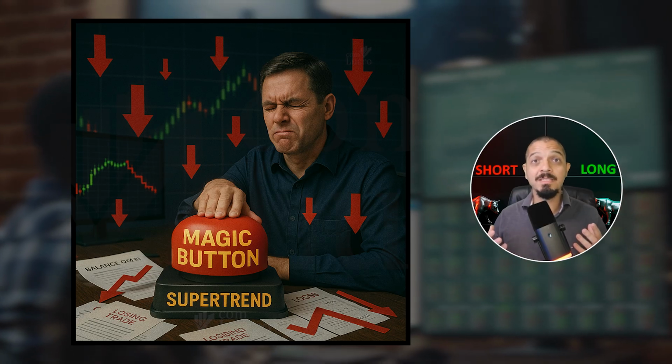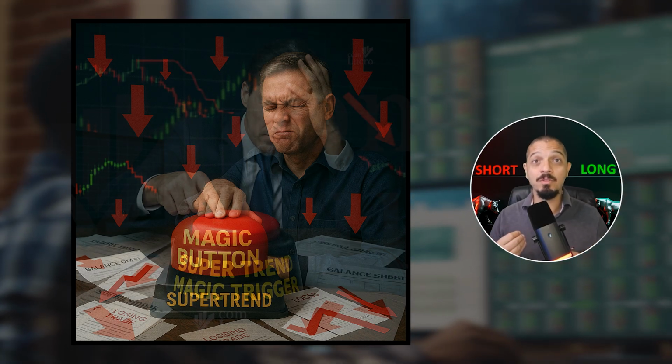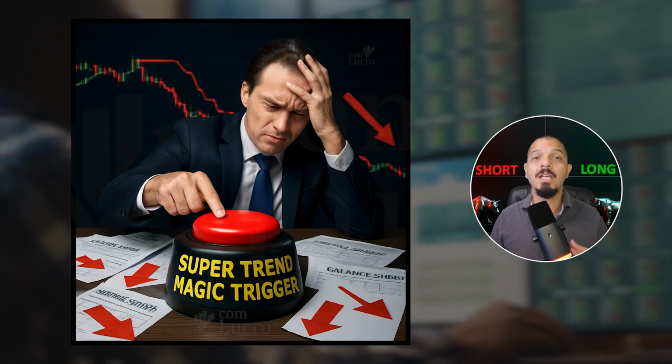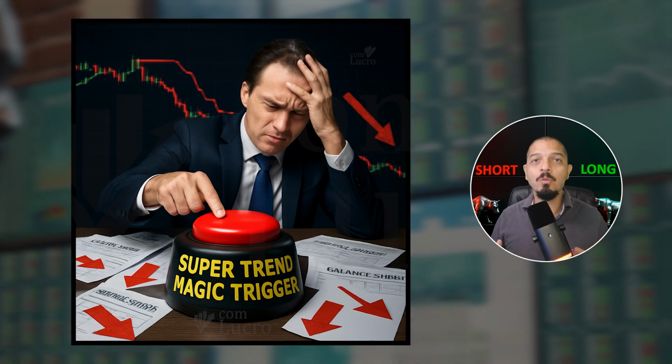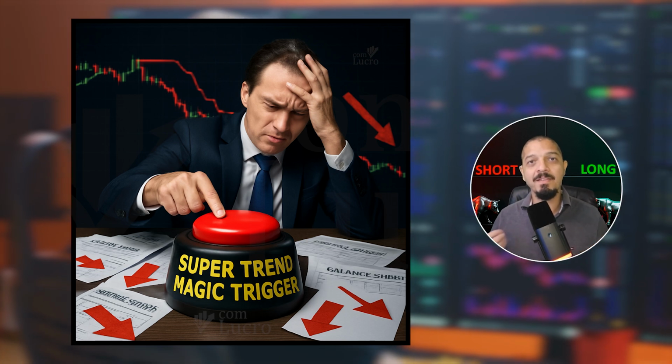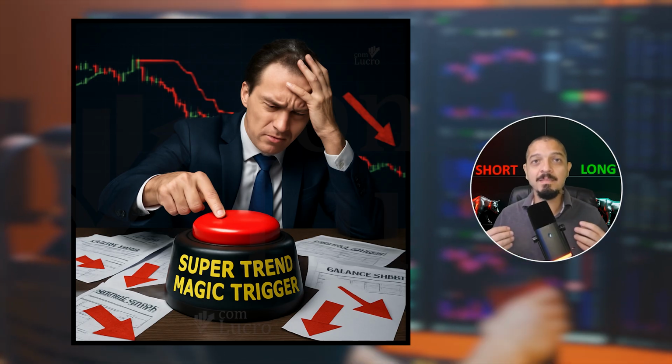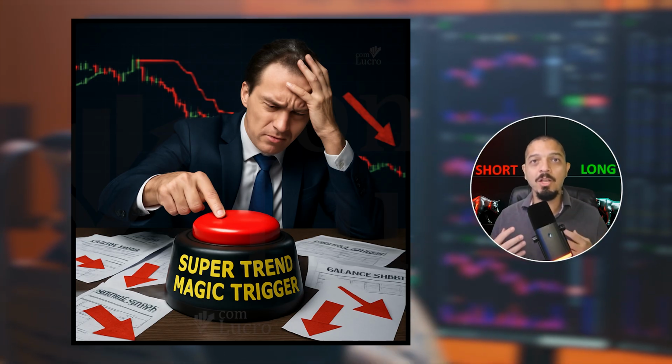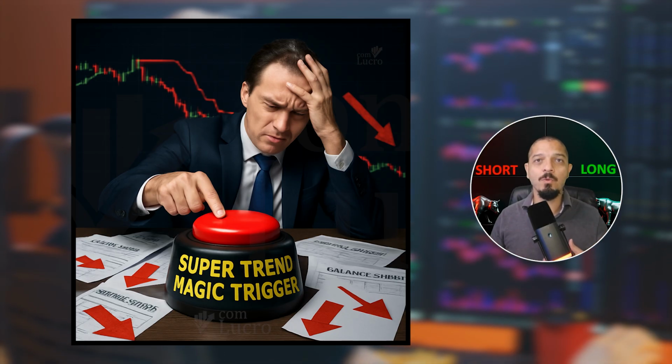That's not trading with discipline, that's chasing signals. To use Supertrend effectively, you need context. You need to know the broader trend, the structure of price, and how volatility is behaving. You need to ask, is this a breakout or a fake out? Is the market trending or just chopping sideways?